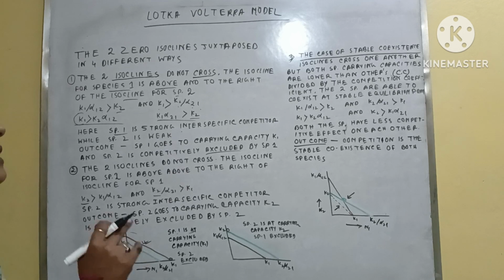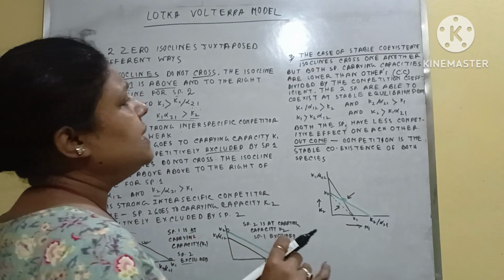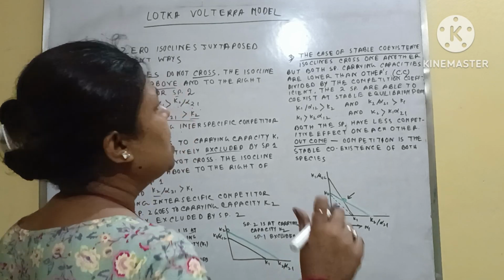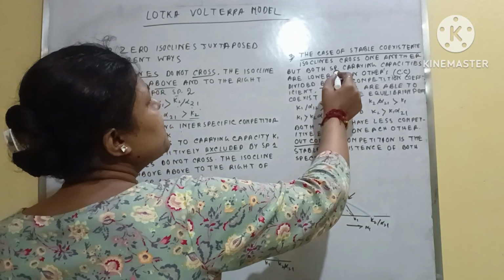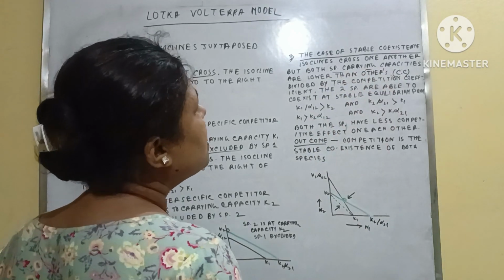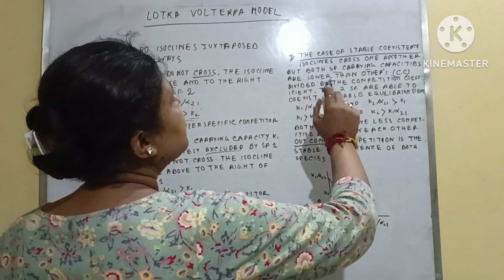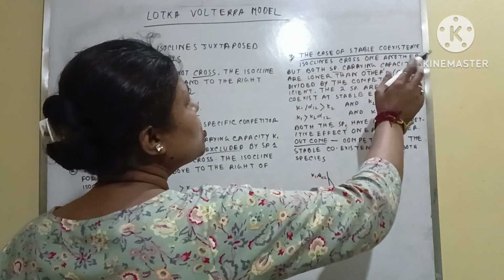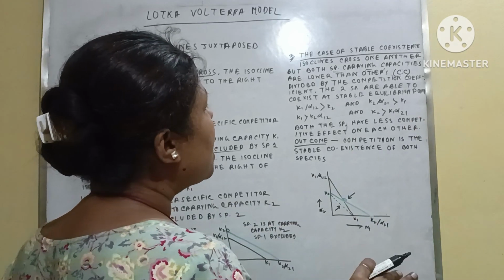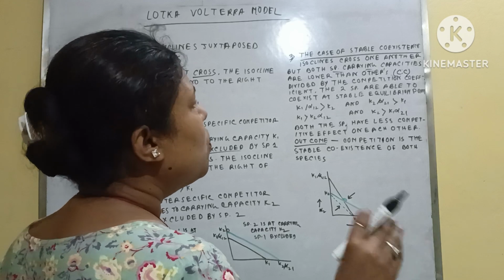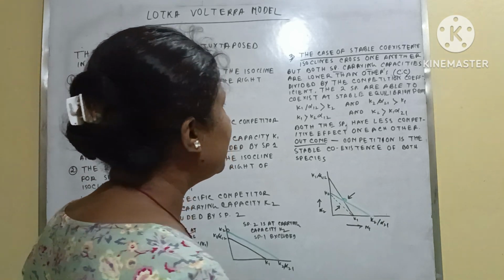But in the third one, the intersection is seen. Both isoclines cross each other, and both species' carrying capacities are lower than the others.